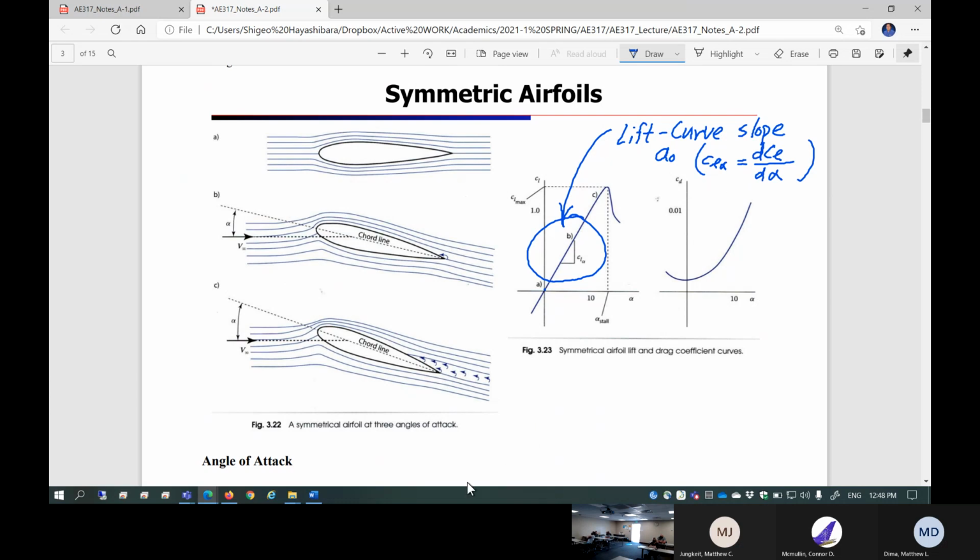Typical value? Anybody? What is the lift curve slope of a cross-section of a wing of an airplane? Anybody know that? 2 pi. 2 pi. Correct. Good for you. What's the unit? 2 pi what?